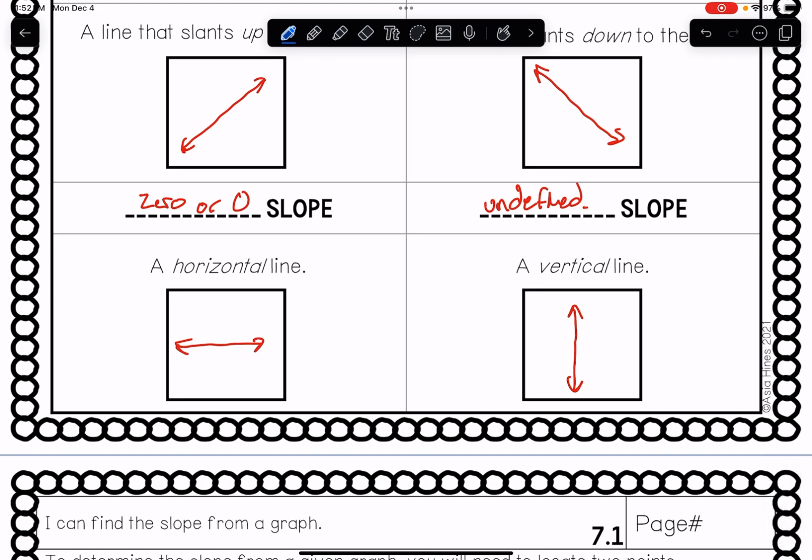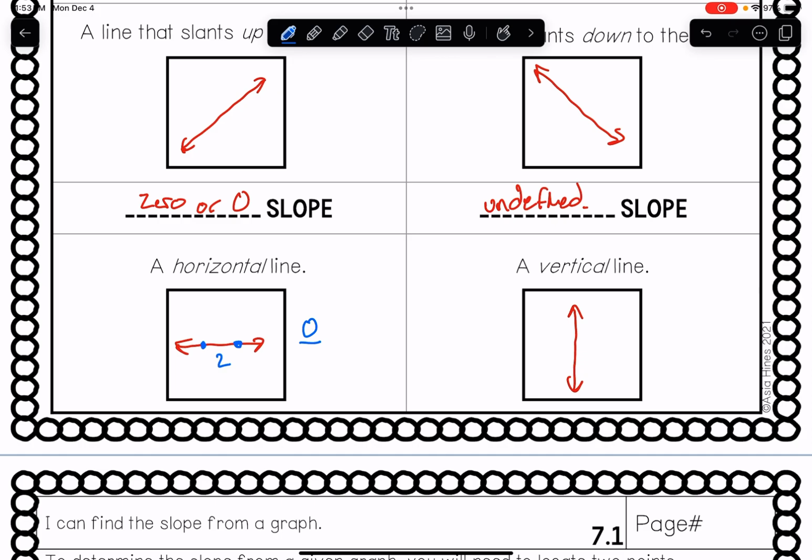So zeros and undefines. Let's say I pick 2 points on this horizontal line, right there and right there. Just for argument's sake, let's say that the distance between them is 2. So if we count slope as rise over run, what is our rise between these 2 points? Well, it's perfectly level. We didn't go up and we didn't go down. So our rise is actually 0.